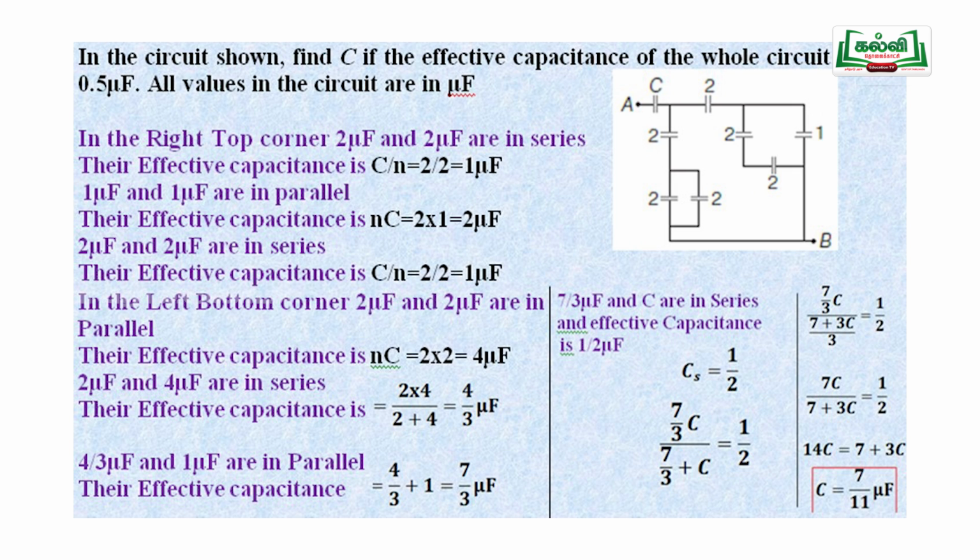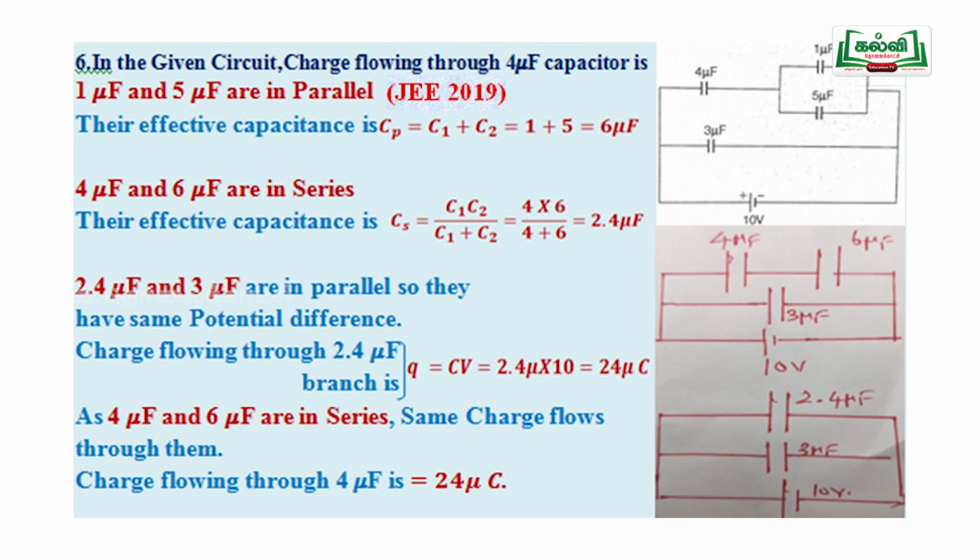Now, they are given Cs is equal to 1/2 micro farad. So, we know 1/Cs is equal to 1/C1 plus 1/C2. 1/Cs is nothing but 2, 1/C1, what is 1/C1? C, plus what is 1/C2? What is C2 here? 7/3, which is nothing but 3/7. On solving, we can get the capacitance as C is equal to 7/11 micro farad. Okay, children, this is the sum which I have discussed previous session.